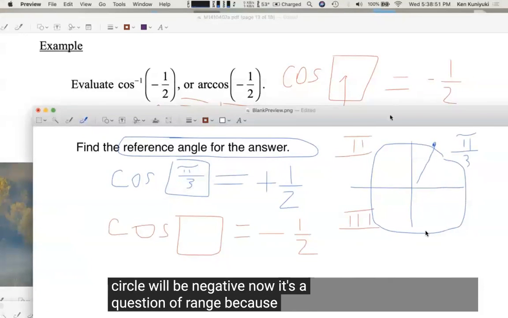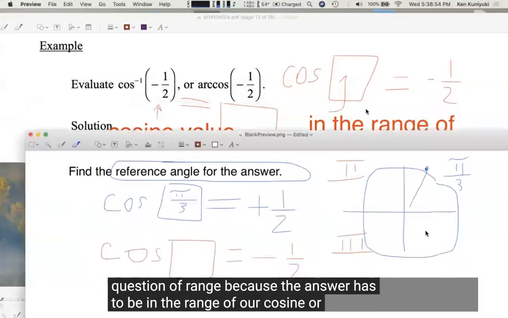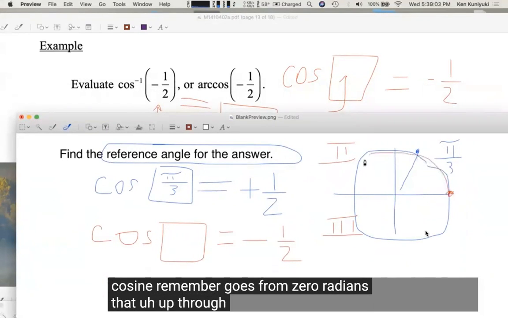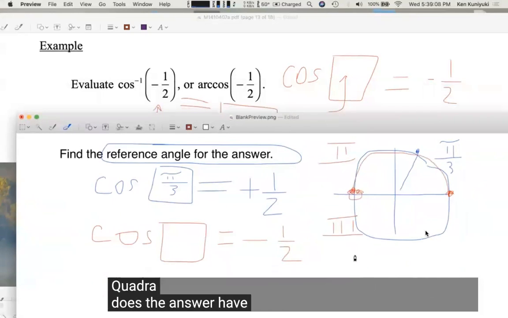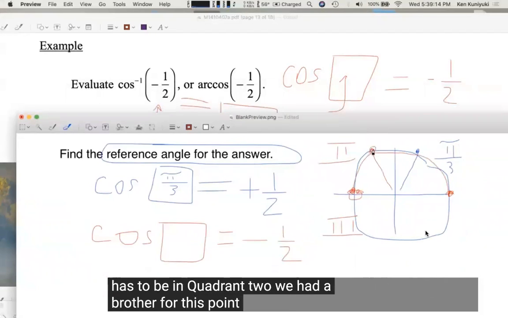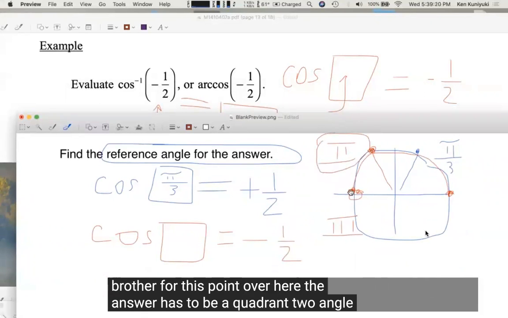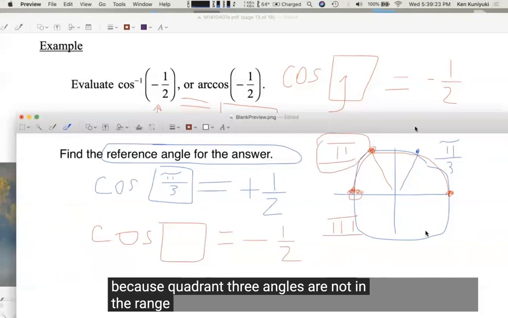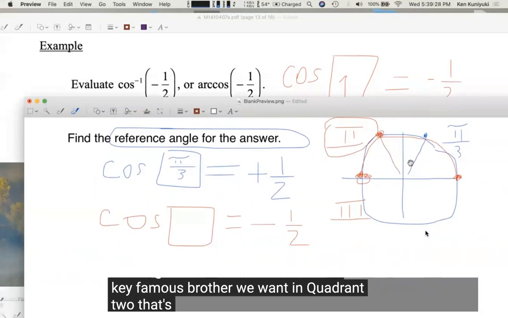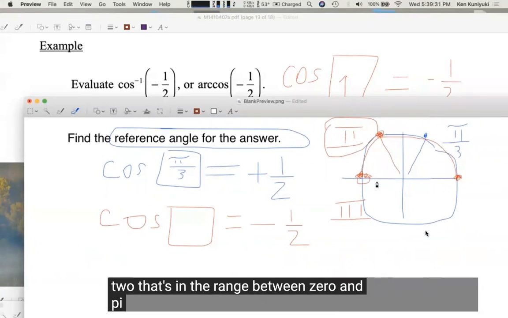Now it's a question of range, because the answer has to be in the range of our inverse cosine. The range for inverse cosine, remember, goes from 0 radians up through pi radians. So which quadrant does the answer have to be in? The answer has to be in quadrant 2. We need a brother for this point over here. The answer has to be a quadrant 2 angle, because quadrant 3 angles are not in the range for our cosine. So who's the key famous brother we want in quadrant 2 that's in the range between 0 and pi?